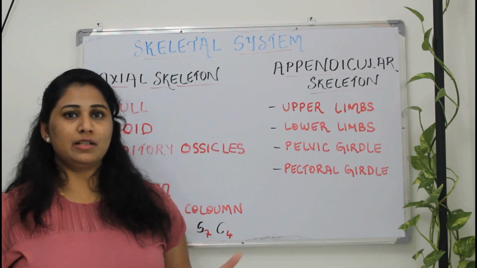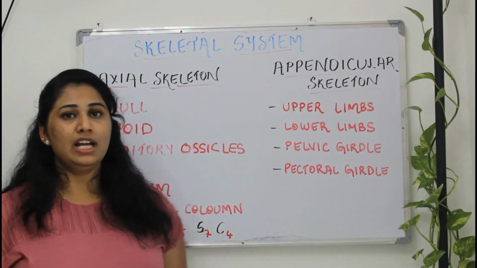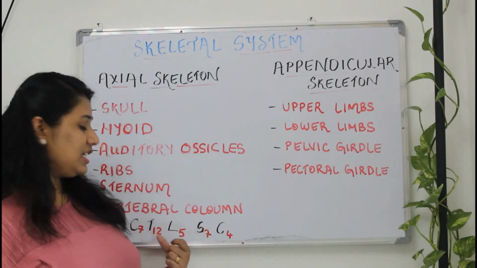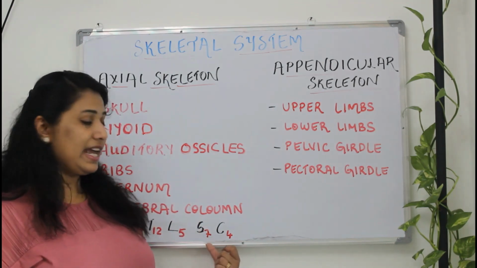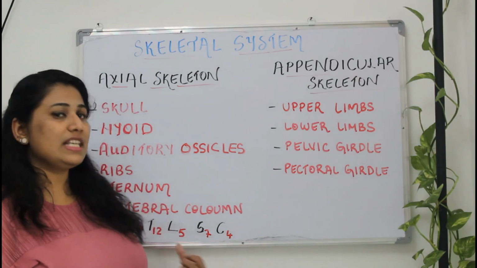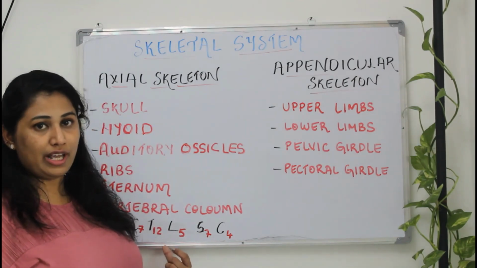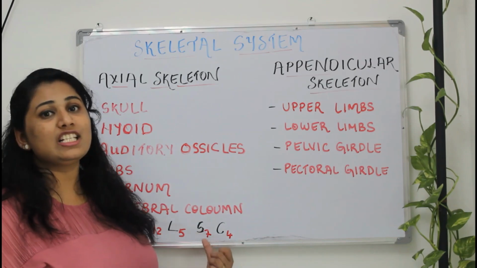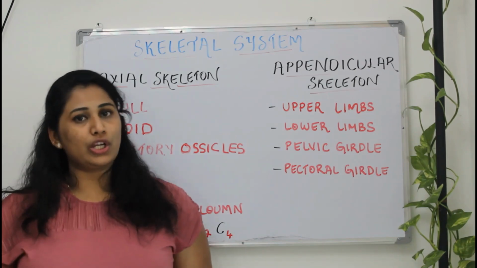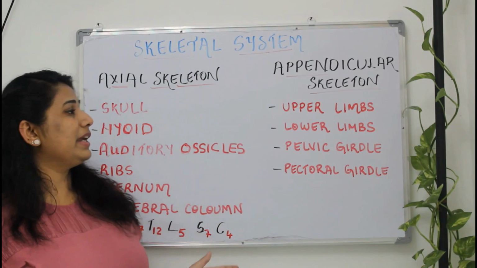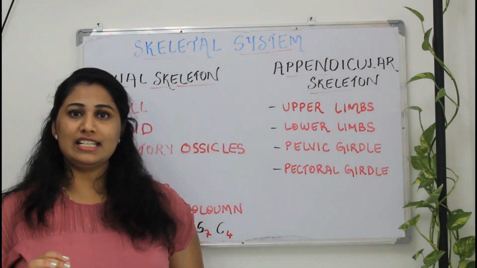Okay, so for easy remembrance, try to remember this formula. C7, T12, L5, S7 and C4. C stands for cervical, T for thoracic, L for lumbar, S for sacrum and C for coccyx. So these are the main things which come under the axial skeleton.